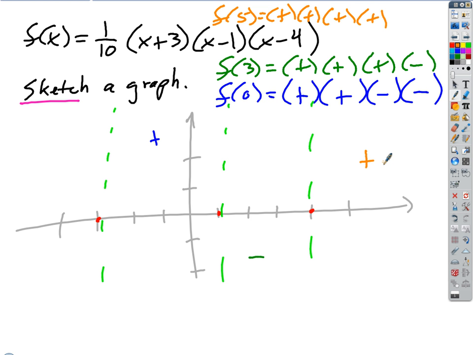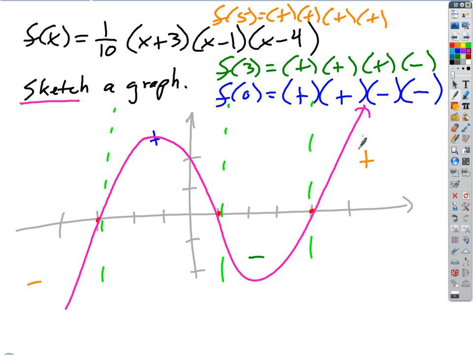So we could do that, and what are we going to find? If I pick something like negative 10, what am I going to get? Positive times negative times negative times negative. How many negatives? 3, so it's negative. And so we know what this thing looks like then. This guy just looks like hills. Something like that.